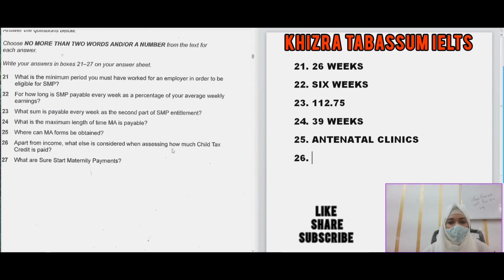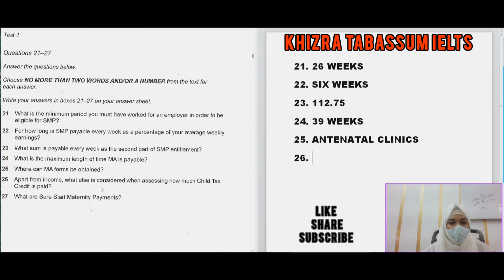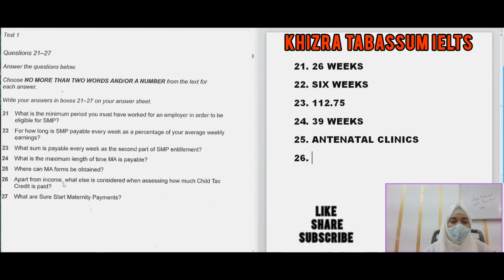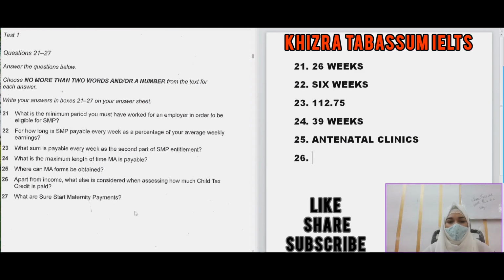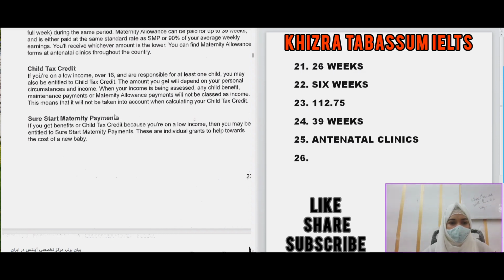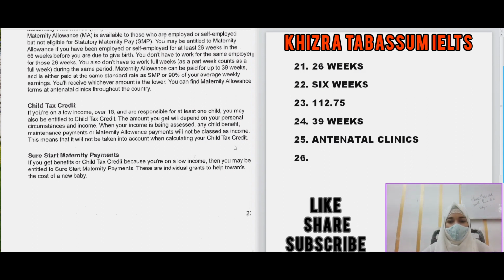It means how you are getting the amount, how the payment is paid. Assessing. Apart from this income, what is considered? So these are the considered things. Personal circumstances. The amount you get paid. These are apart from income, other expenditures for a newborn. Personal circumstances.